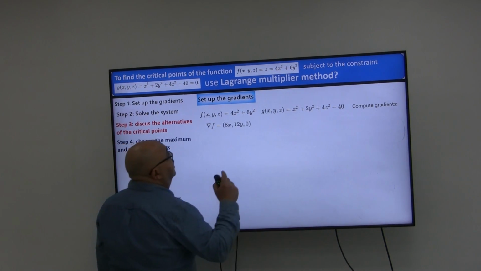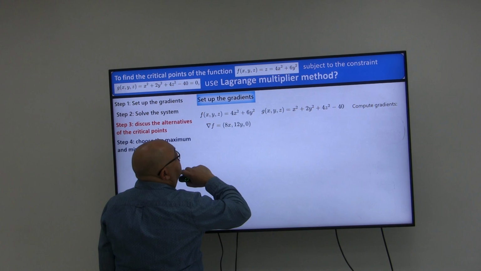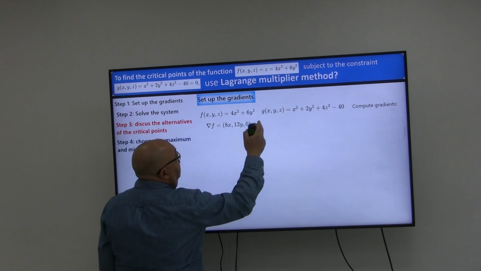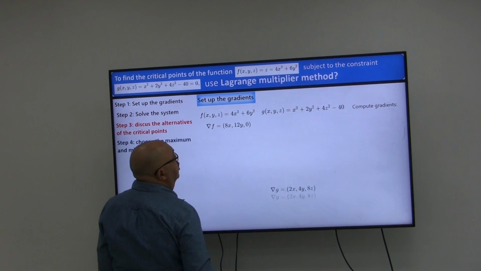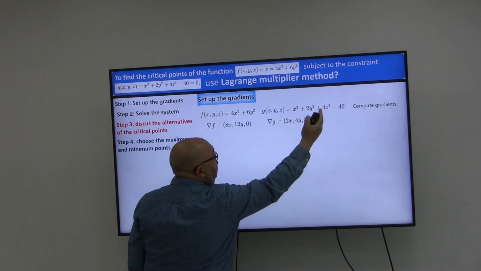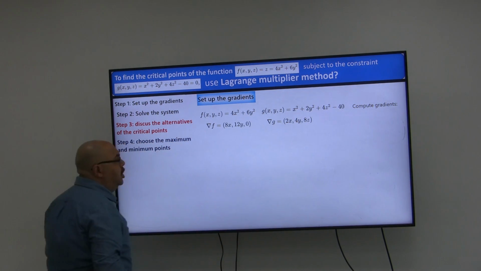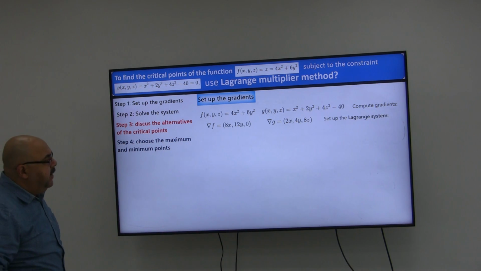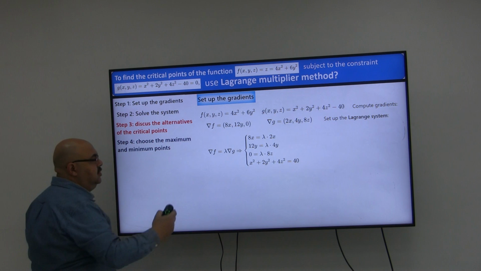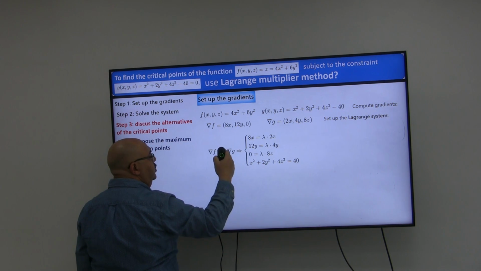I'm differentiating the first function, which is going to be 8x. Then I will have 12y. And for the gradient vector for the condition, it's going to be 2x, 4y, plus 8z. Then I will equate each other, multiplying by lambda. So this is going to be the case. This is the gradient vector of f, which equals lambda times the gradient vector of g.